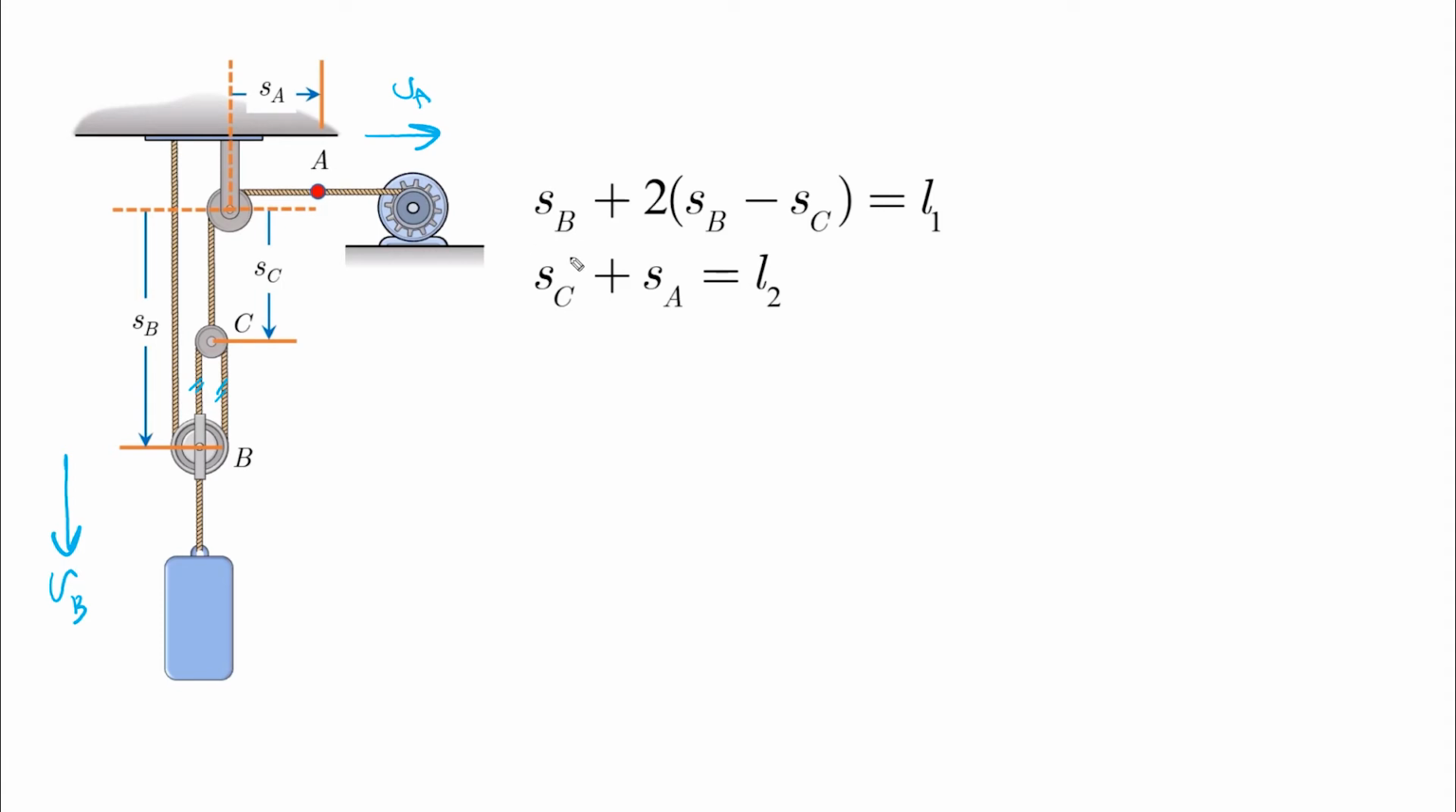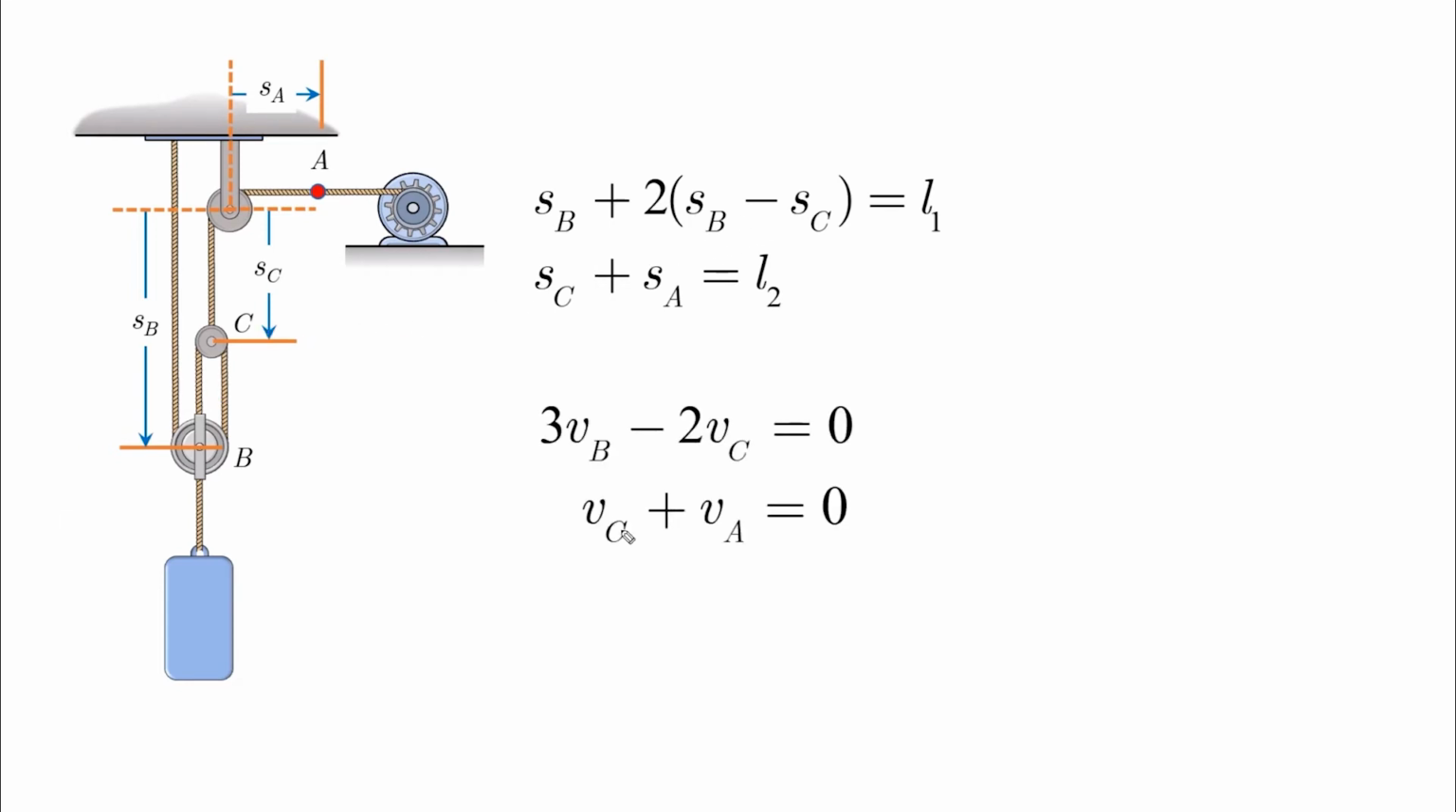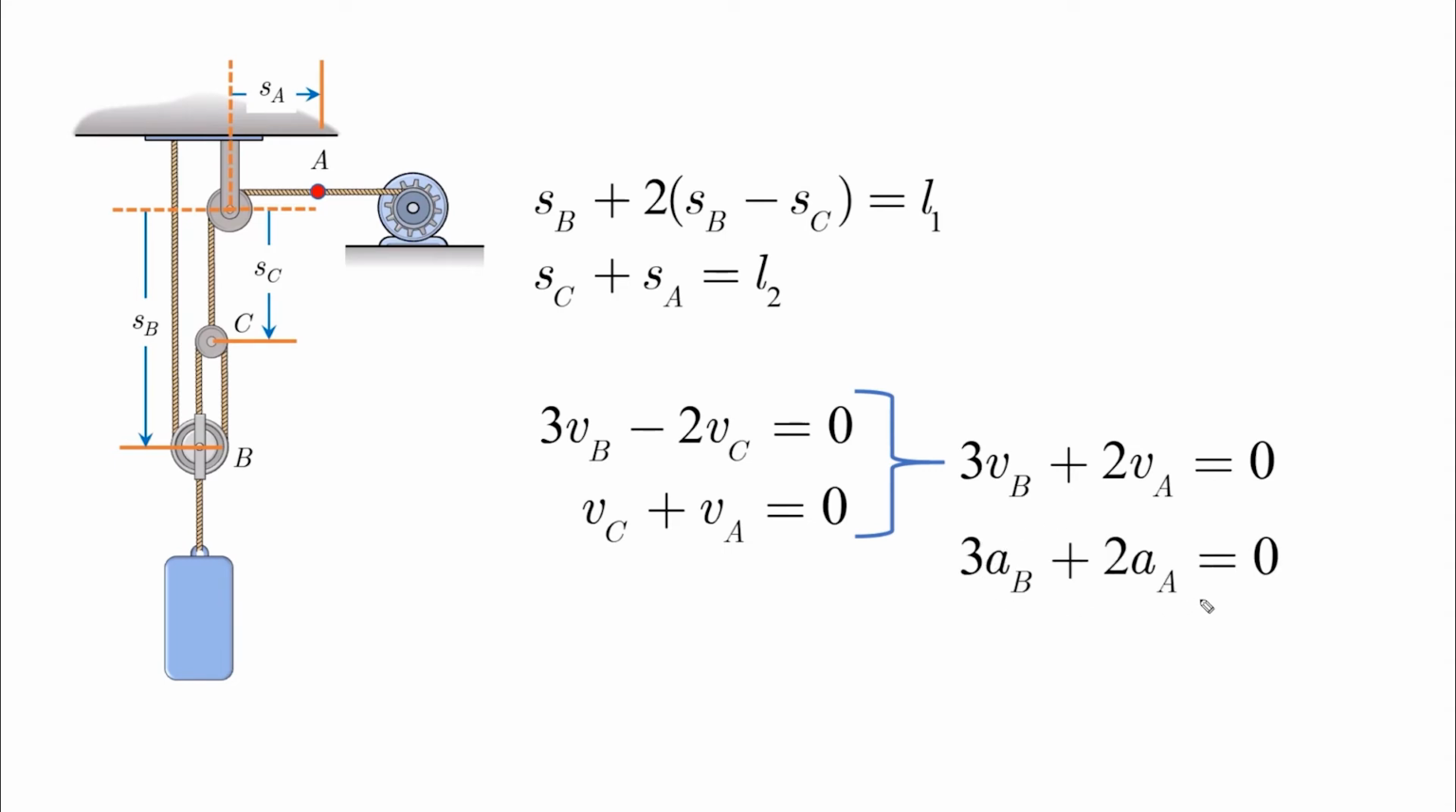And since SC is involved in both relations, we need to take the derivative of the first and second equations. You can see that VC is still involved, but we don't need it, so we will eliminate it. For example, we'll take it from the second velocity equation and put it into the first one. By doing this, we get 3VB plus 2VA equals 0. And the derivative also gives the acceleration relationship.